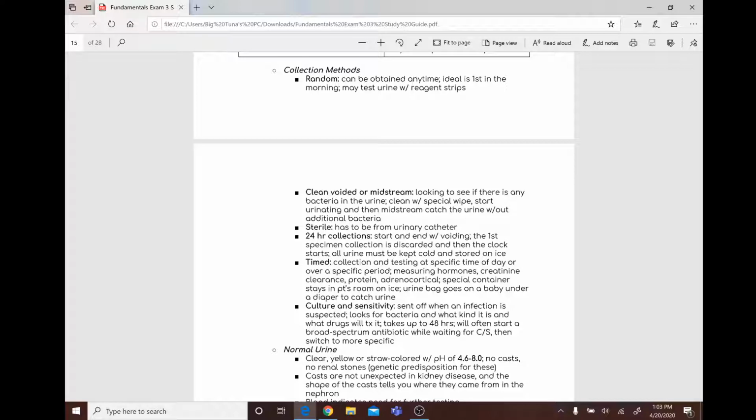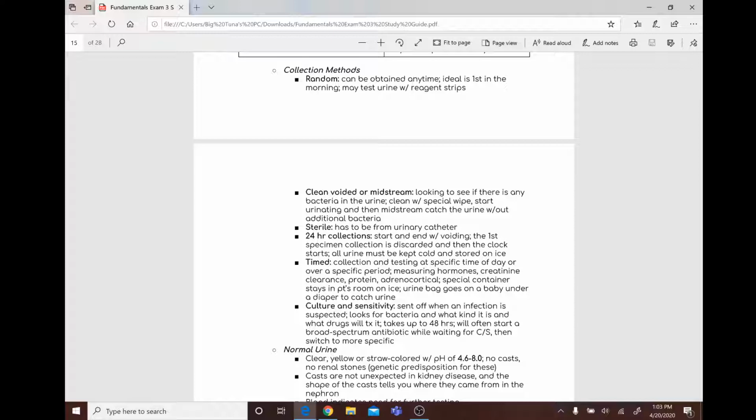What is sterile collection method? Getting it from the urinary catheter. What is a 24-hour collection method? Start and end with void. The first specimen collection is discarded, and then the clock starts. All urine must be kept cold and stored on ice.